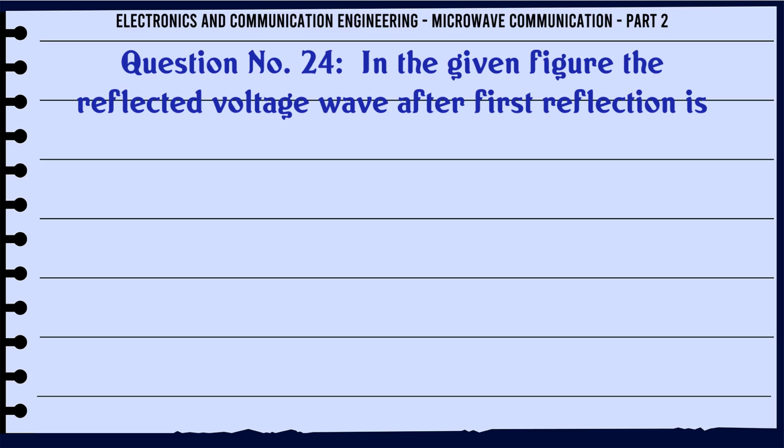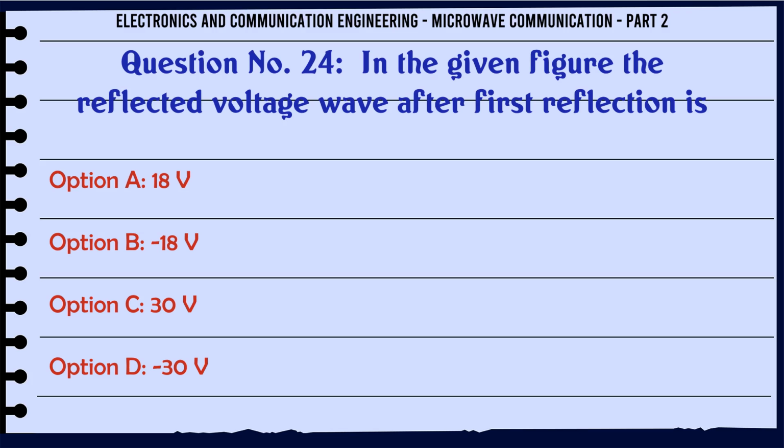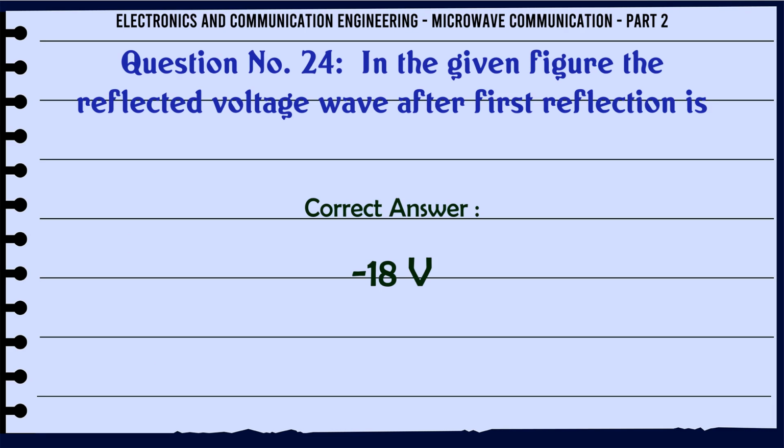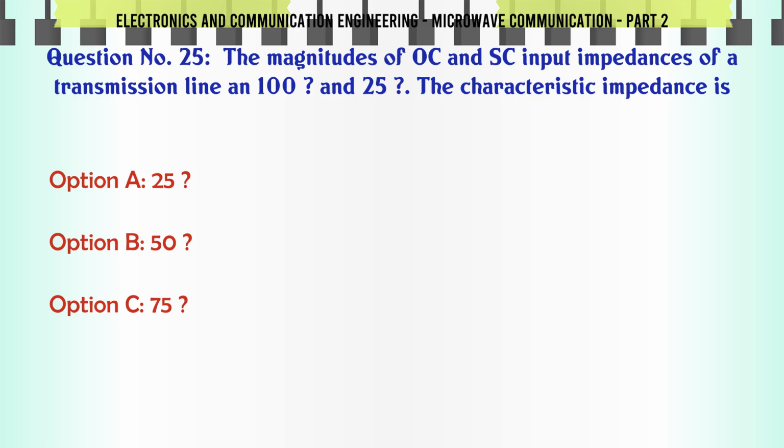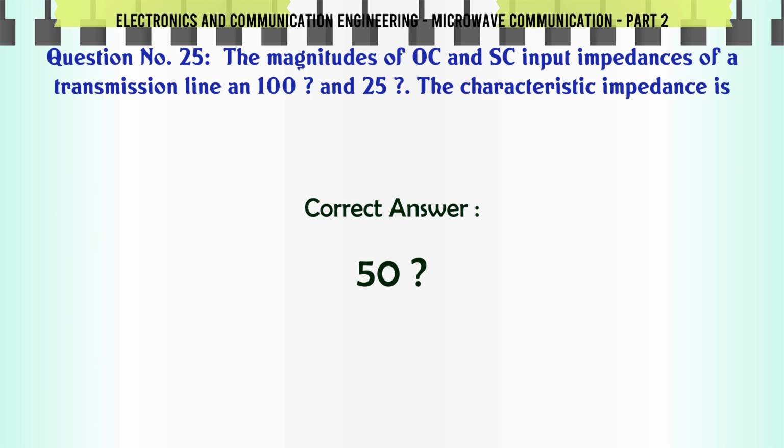In the given figure, the reflected voltage wave after first reflection is: A. 18V, B. -18V, C. 30V, D. -30V. The correct answer is 18V. The magnitudes of OC and SC input impedances of a transmission line are 125 and 20. The characteristic impedance is: A. 25, B. 50, C. 75, D. 100. The correct answer is 50.